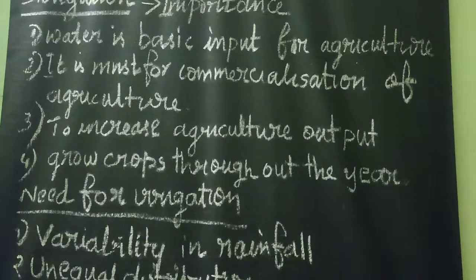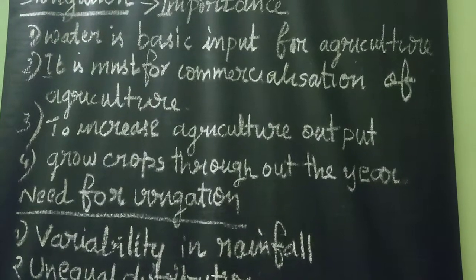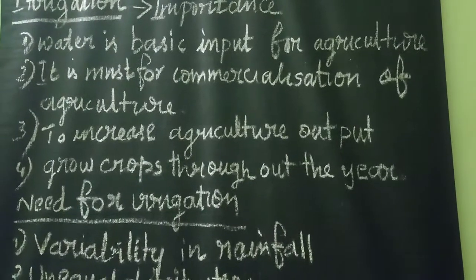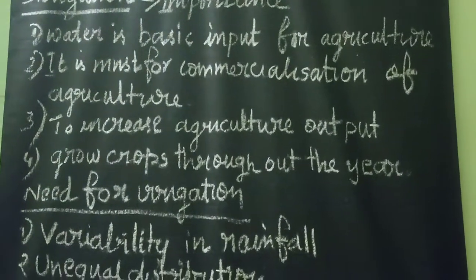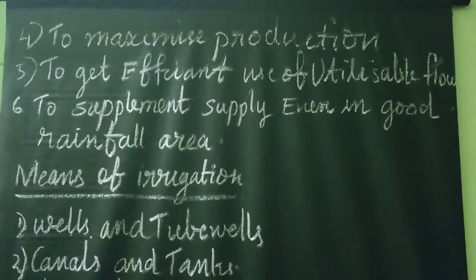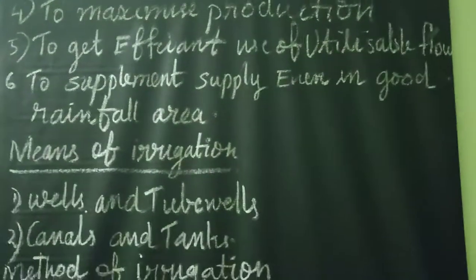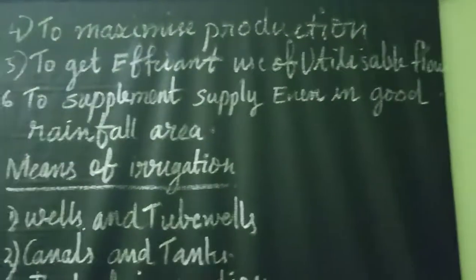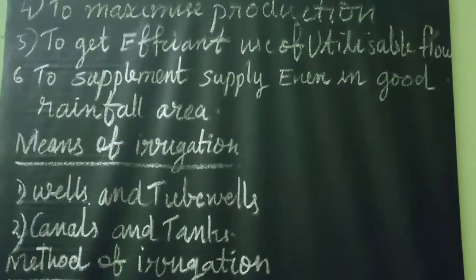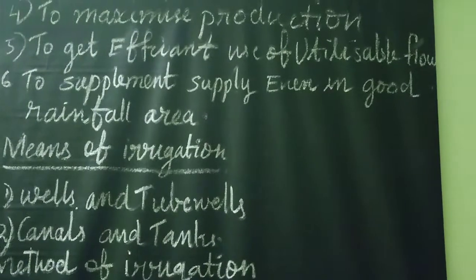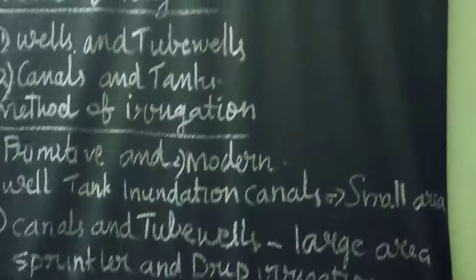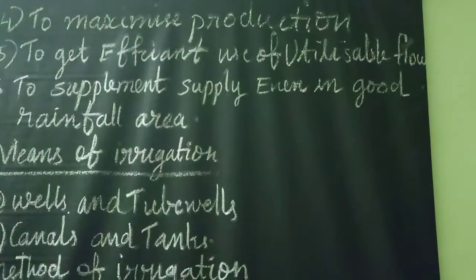Then the fourth point, to maximize production. To get high yield and maximum production from land and to facilitate double and triple cropping, irrigation is a must.